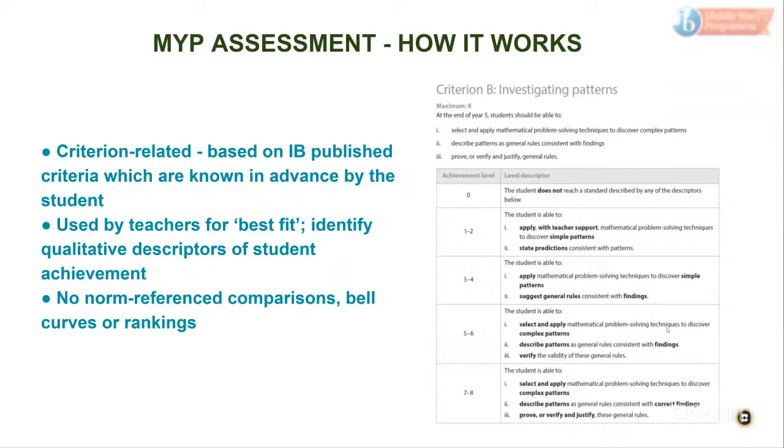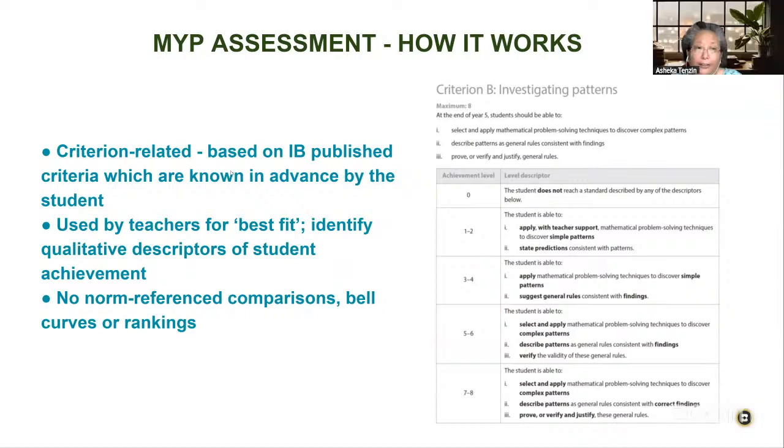Now, criterion related: why are we saying that? Because it is based on the IB published criteria. Every subject guide will have the published criteria A, B, C, D. And what the teachers do is use the best fit approach. Now, if you are looking at the question and you see that some students have answered the first strand fully, and very few did not meet part of this particular strand.